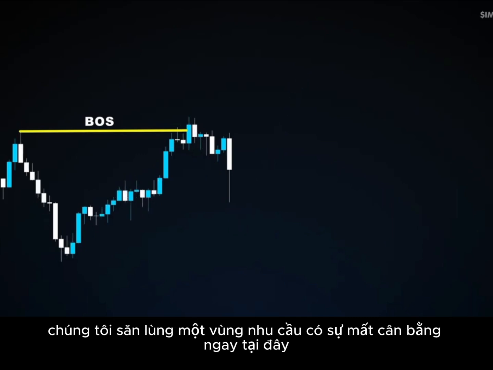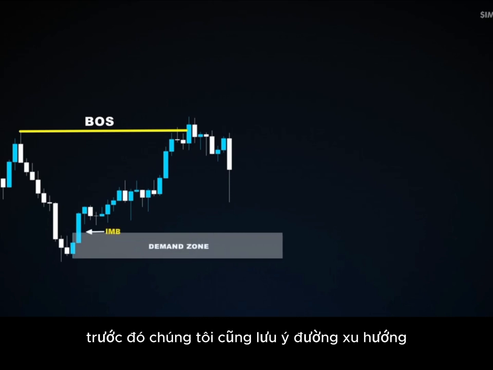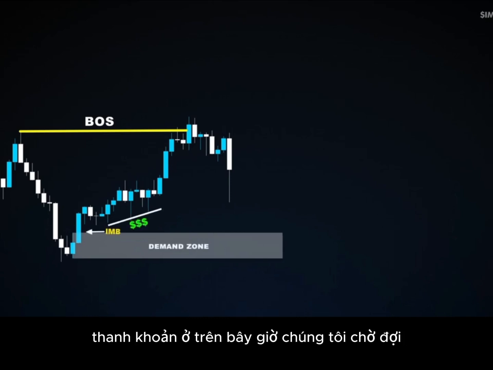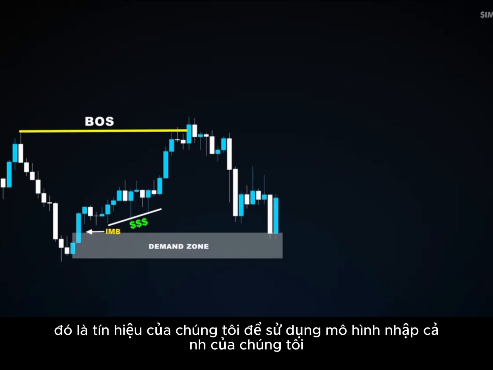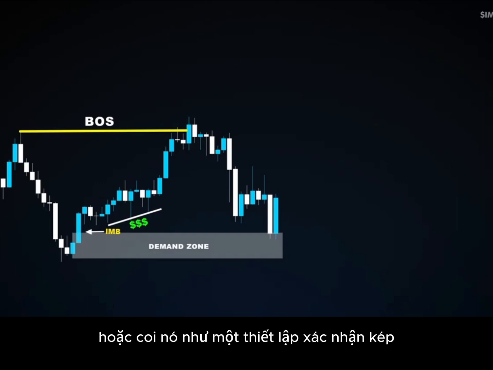Next, we hunt for a demand zone with imbalance. Right here, clear as day, we mark it. Before that, we also note the trendline liquidity sitting above. Now we wait. Price pulls back, touches the demand zone. Good. That's our signal to either use our entry model or treat it like a double confirmation setup.